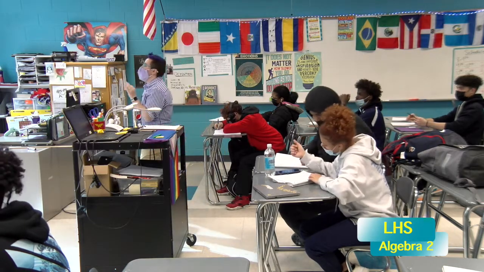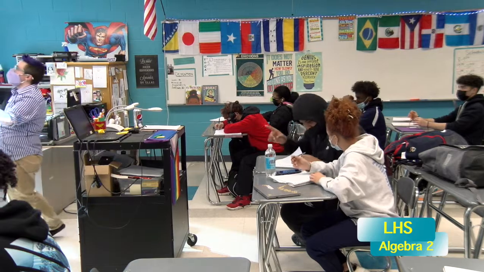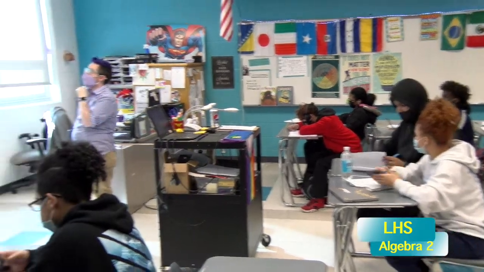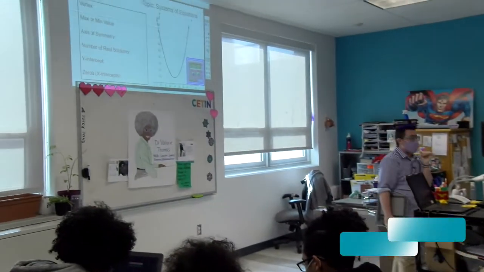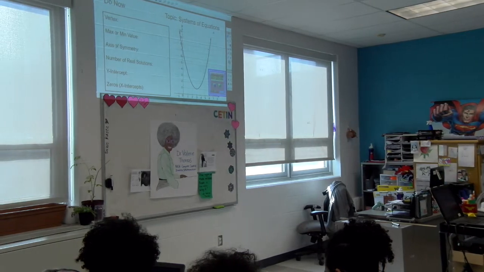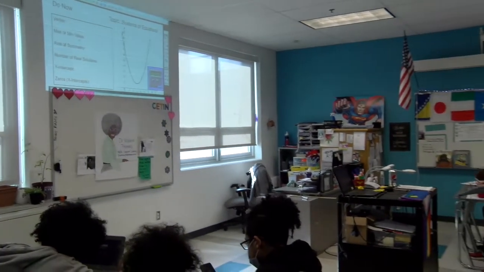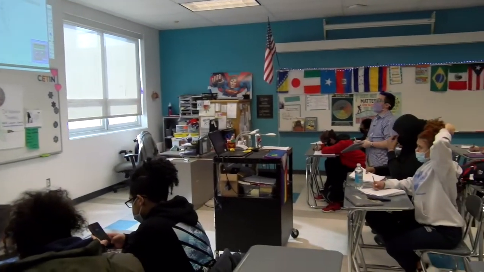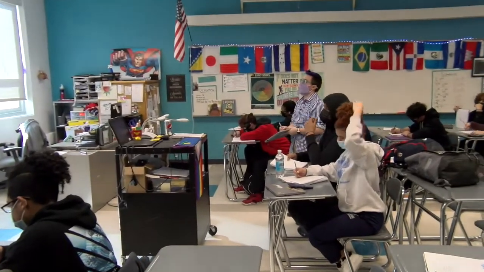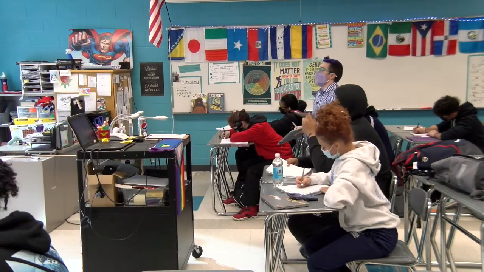All right, so if you're trying to write in your notes what the topic is, it's up there: systems of equations. All right, so I need my vertex. What do you got, Miliana? 3 and 1. So I'd write it as a coordinate, (3, 1). And it is right here on the graph.